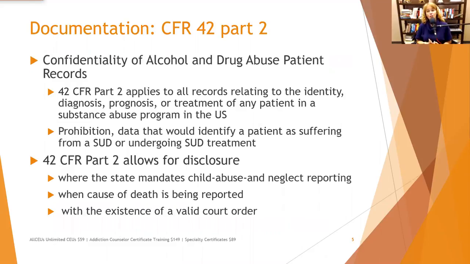42 CFR Part 2 allows for disclosure where the state mandates child abuse and neglect reporting. Sometimes the child abuse and neglect is directly related to the substance use, or you're the only provider and you're in a substance abuse treatment program and you have to make a mandated report. It allows for disclosure when cause of death is being reported. So if you have a client in your program who dies and you have to report the cause of death, you can disclose at that point.